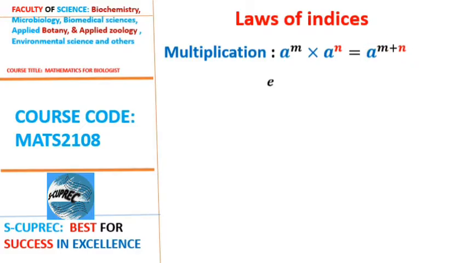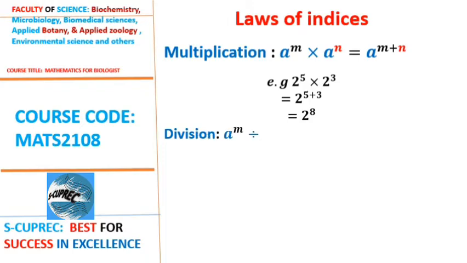Let's take an example to better understand that. If we have 2 raised to the power 5 multiplied by 2 raised to the power 3, you see the bases are the same, 2 and 2. So we simply add the powers. So we take 2 raised to the power 5 plus 3. Take the base raised to the summation of their respective powers. So we end up with 2 raised to the power 8.